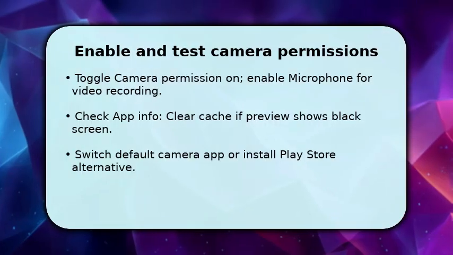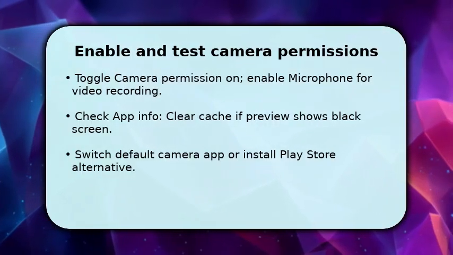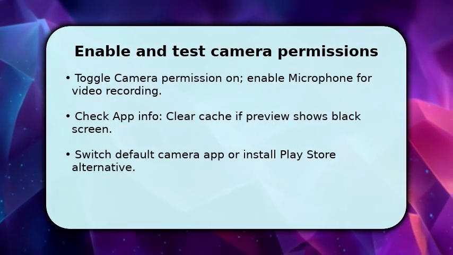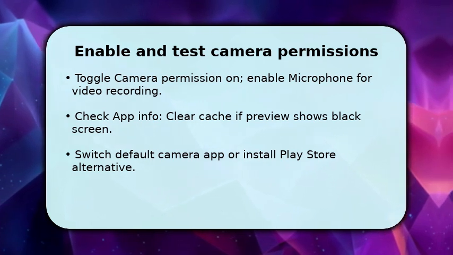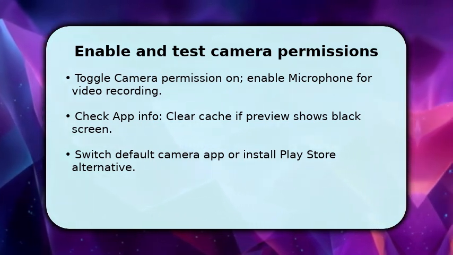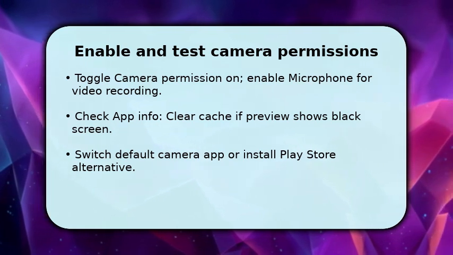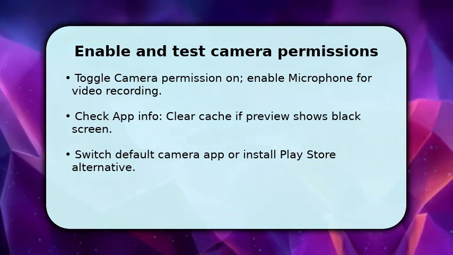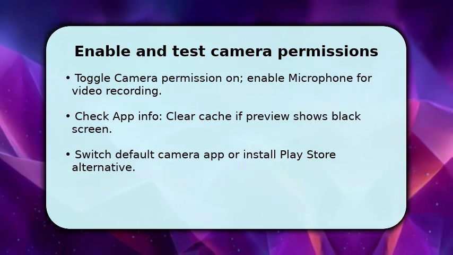You continue by confirming and testing permissions to ensure functionality. After enabling camera and microphone, open the camera app and test front and rear cameras. Note whether previews update. If the preview is blank, go to App Info and clear cache, then force stop and relaunch. This often resolves conflicts.